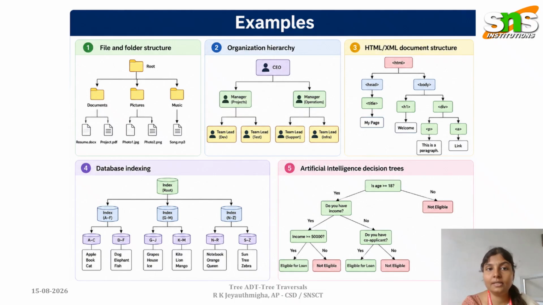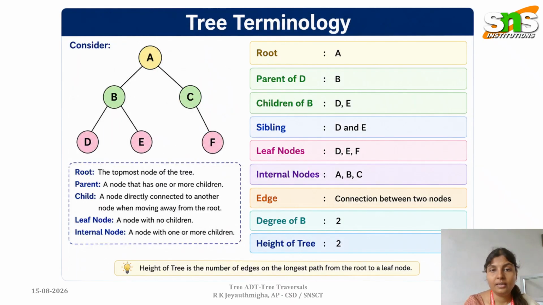Examples of tree data structure in the real world are file and folder structure, organization hierarchy, HTML or XML document structure, database indexing, and artificial intelligence decision trees. The tree terminologies are the root, parent, child, leaf node, internal node, edge, degree, and height.